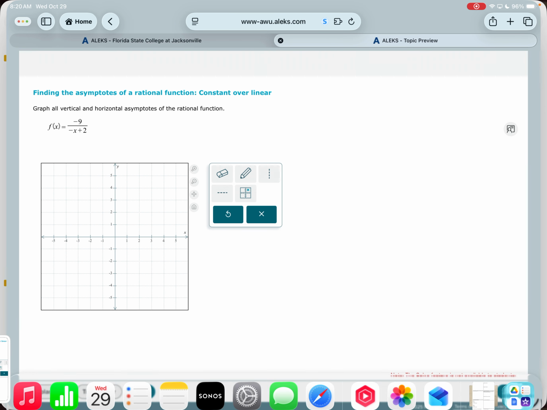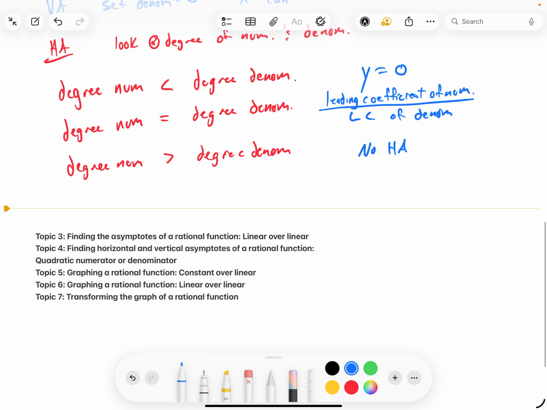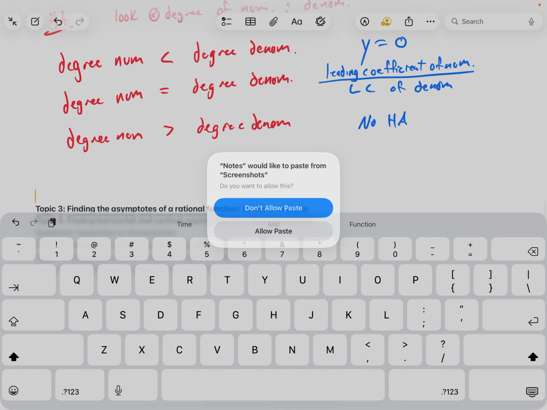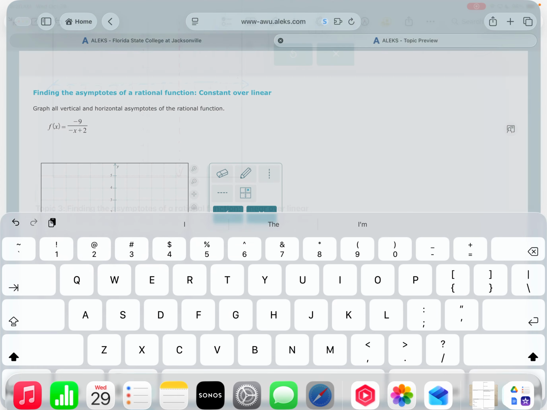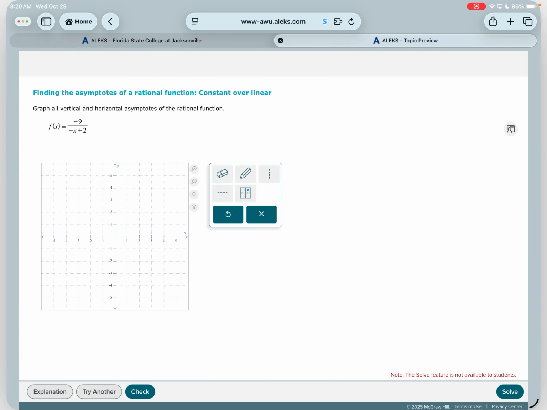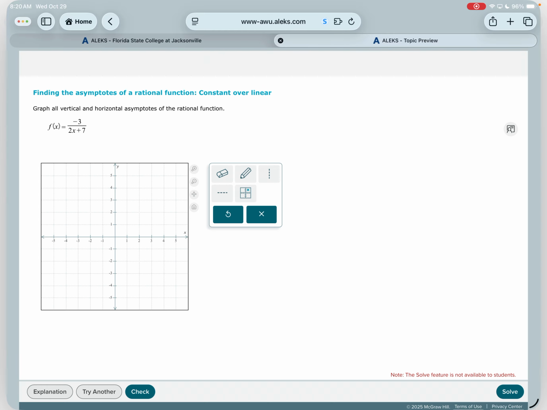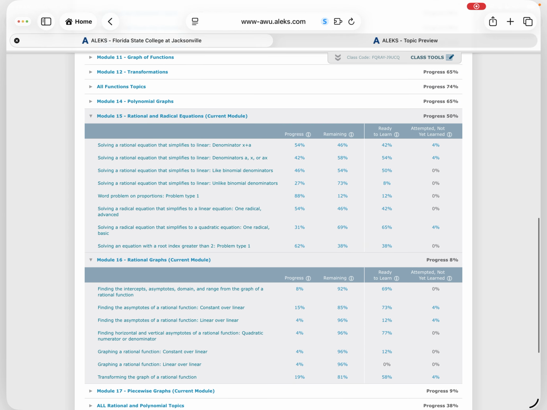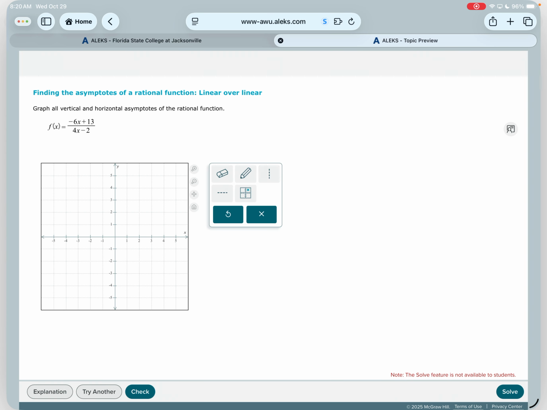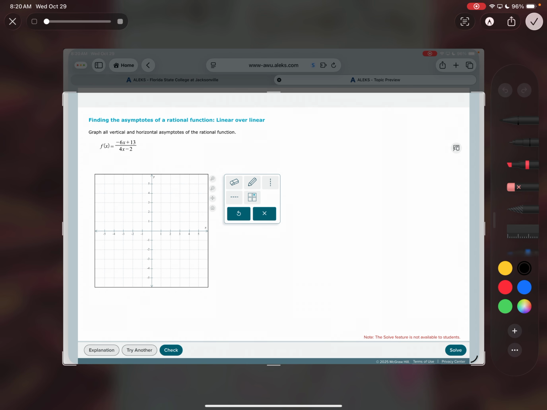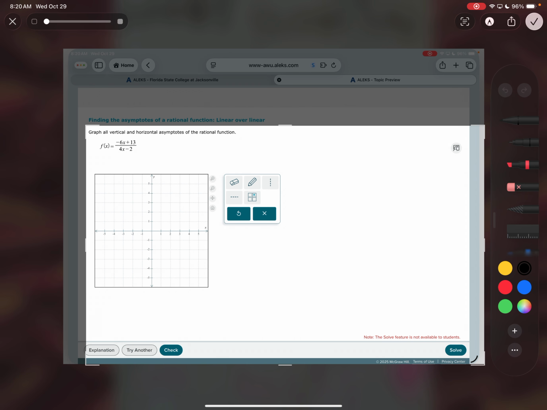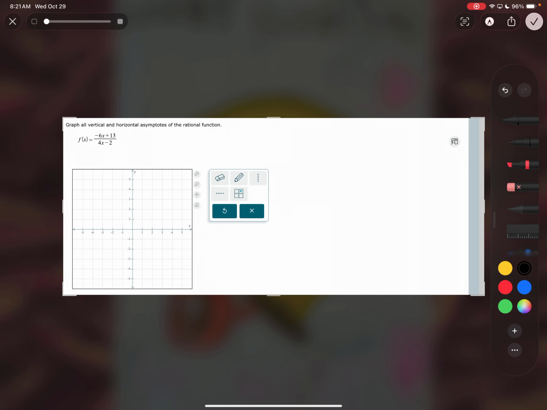Okay, let's refresh that and see if we can get a different problem here. Oh, you know what? These are all going to be like that. Those aren't going to change. They'll all have that same shape. Let's try this one. Yeah, I think this is the way this topic is set up. So on that topic, I think all the horizontal asymptotes will be y equals 0.